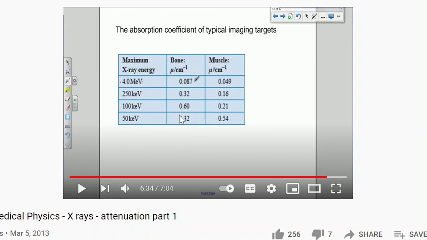Now, if you notice, your absorption coefficient at low kVp is quite different. So it's 0.54 in muscle, and it's 6 times that in bone. So at low kVp, we get a substantially higher rate of absorption in bone than what we do in muscle. So we talk about kVp and how kVp can control your contrast by changing your differential absorption, and that's what I wanted to point out on this.